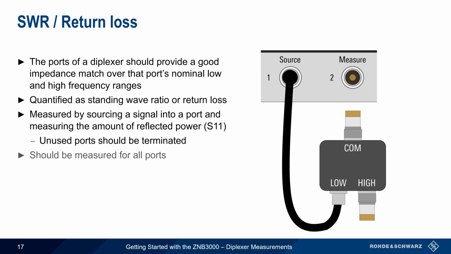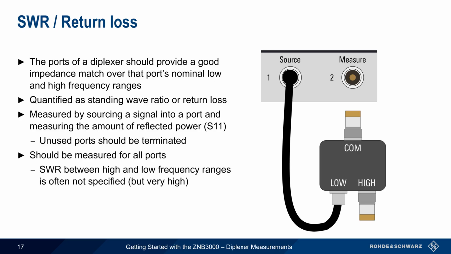Measurements are normally made on both the low and high ports, as well as on the common port, but the SWR between these frequency ranges is not commonly specified and tends to be very large by design. In the ideal case, ports will have a very low SWR, around 1.2 or 1.3 or less, over their nominal frequency ranges.